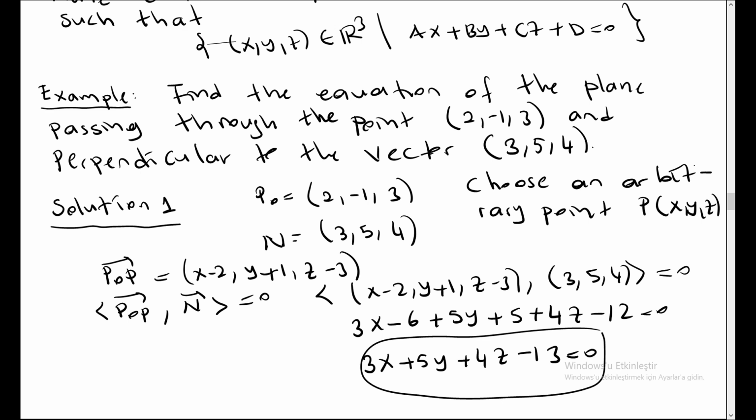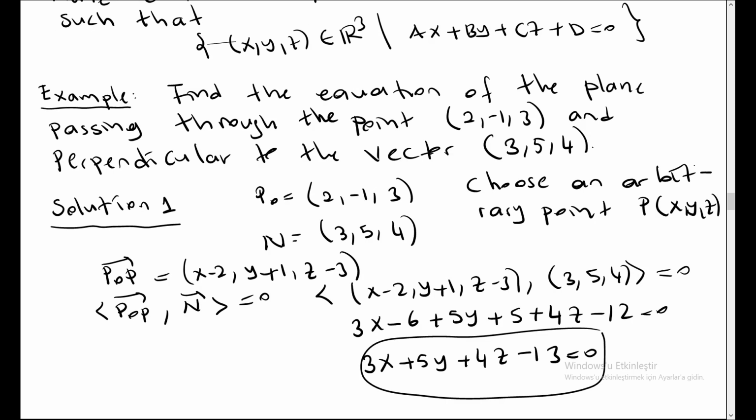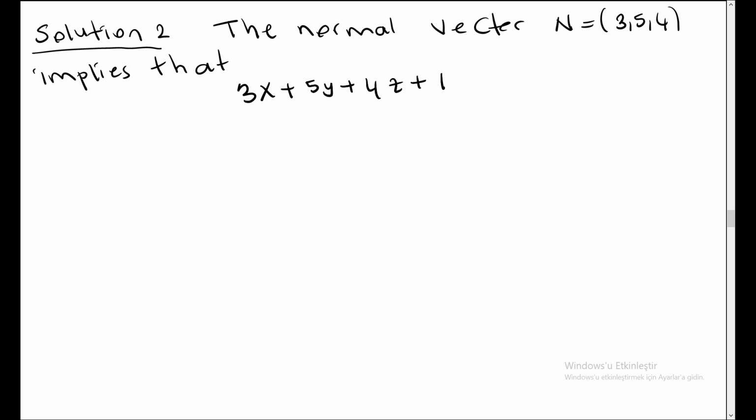Okay, how about solution 2? So the normal vector n is (3, 5, 4), which implies that we have 3 times x plus 5 times y plus 4 times z plus d equals 0.